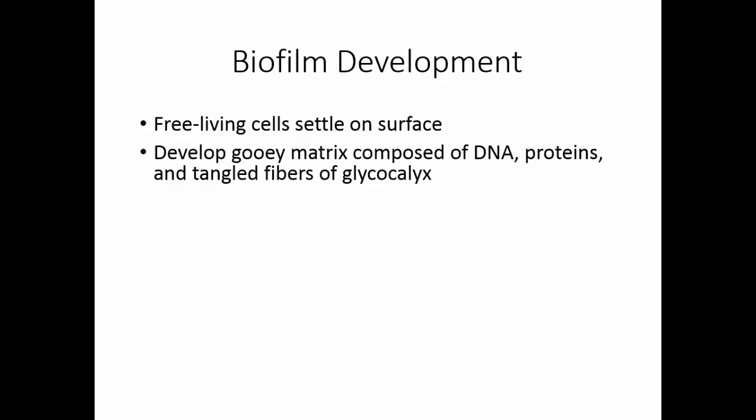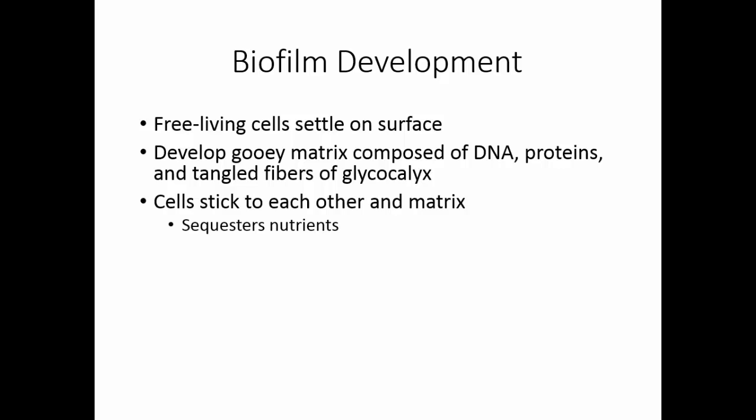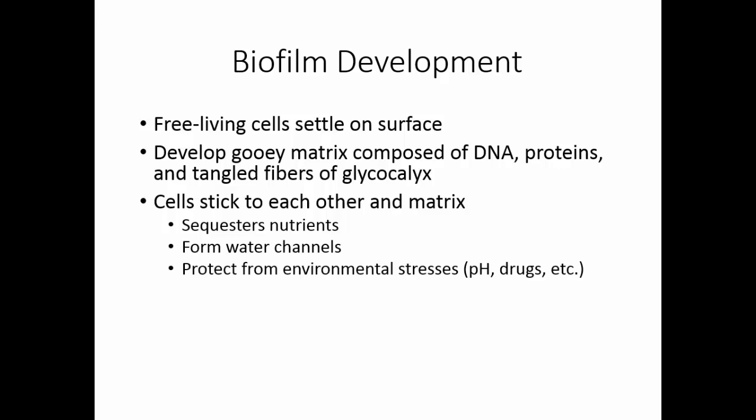A biofilm will begin to develop when free-living cells settle on a surface. These cells develop a gooey matrix that's composed of DNA, proteins, and tangled fibers of the glycocalyx of the cells. The cells stick to each other and the matrix. This helps them sequester nutrients and form water channels. It also provides them with protection from environmental stresses like changes in temperature, pH, the presence of drugs or disinfectants.